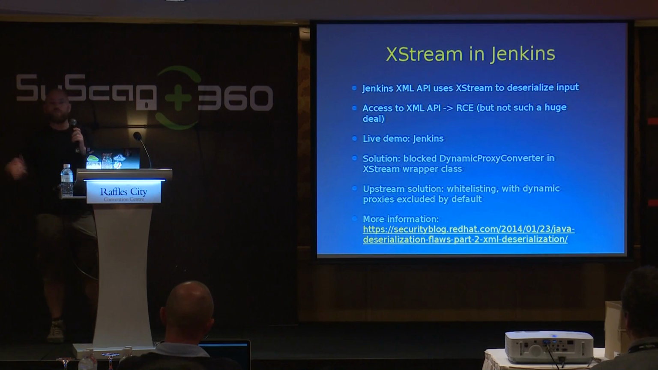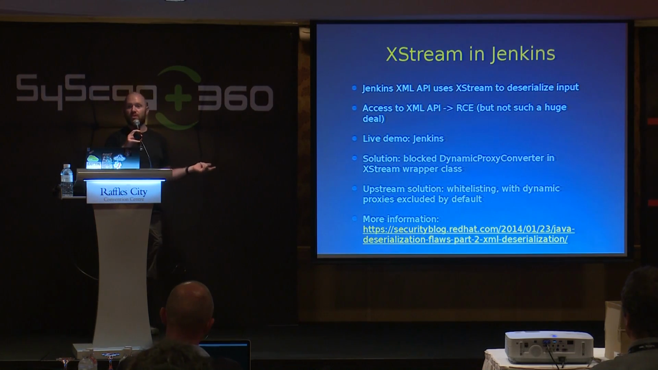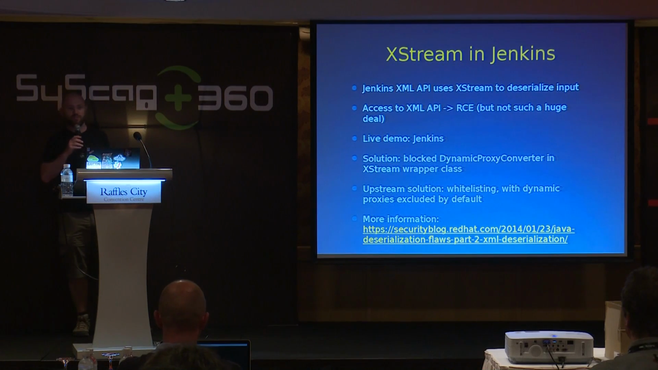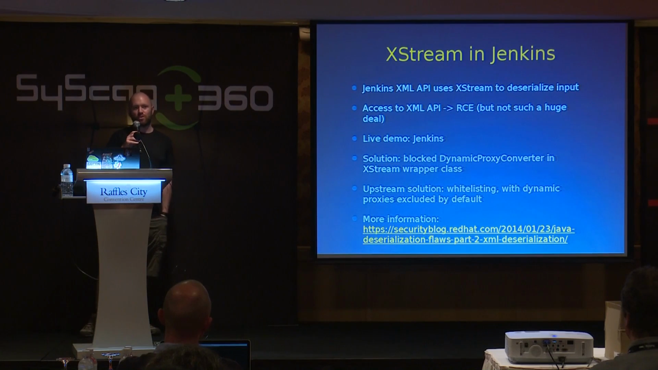So, where could you exploit this? For example, Jenkins. The Jenkins XML API uses XStream to deserialize input, and one of the reasons that it does so is for this kind of support of dynamic proxies. It's useful. You have to squint a little bit to call this a critical issue in Jenkins, because if you've got Jenkins configured in such a way that you can hit its XML API, there's a 90-something% chance that you can also just spin up a job.